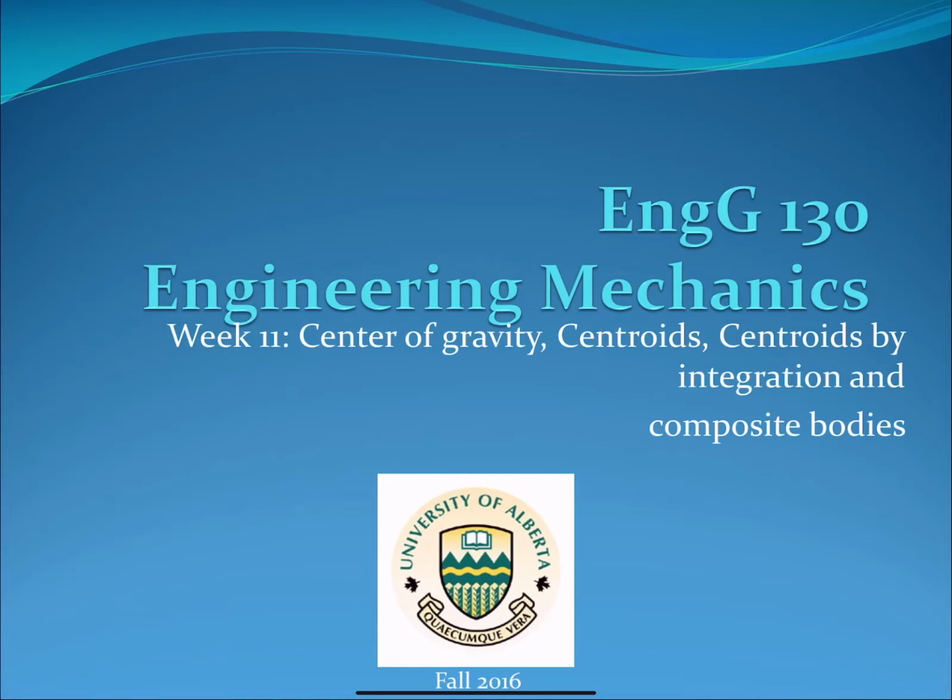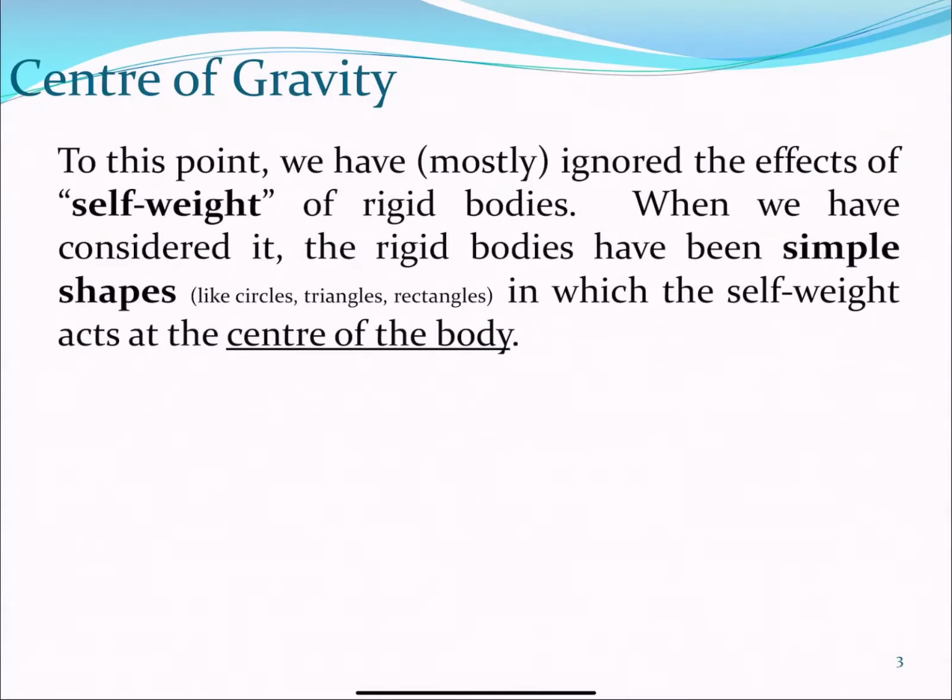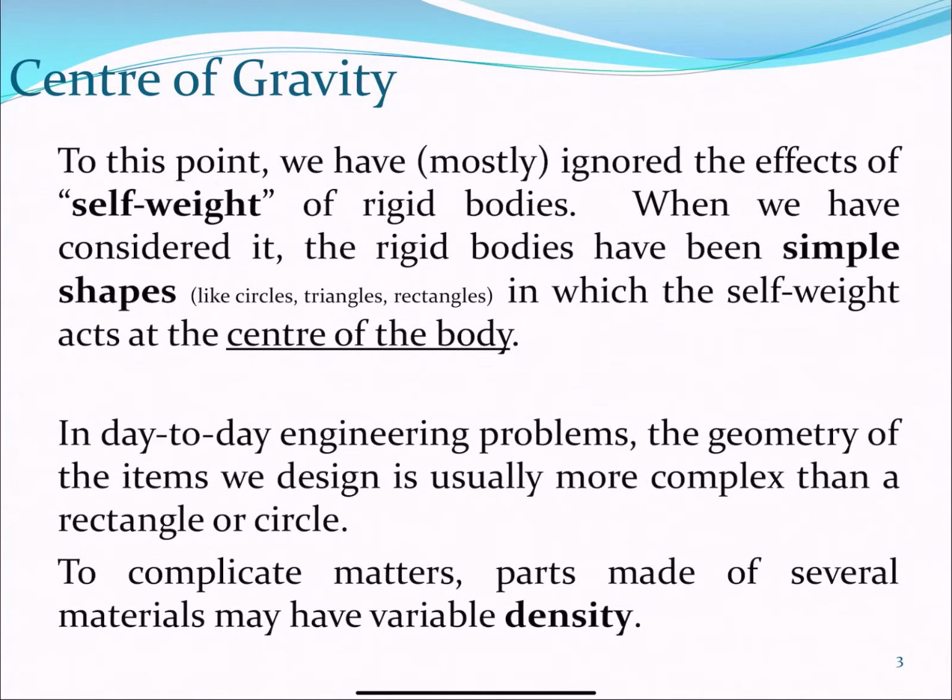So that's the actual motivation of this topic, and we'll be discussing center of gravity in this first section. So center of gravity, we have mostly so far ignored the effects of self-weight on rigid bodies, and when we have considered it, the rigid bodies have been simple shapes, circles, triangles, and rectangles, in which the self-weight acts at the center or the apparent center of the body. But that's not what happens in realistic problems, right?